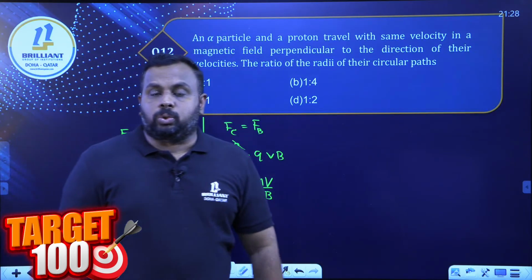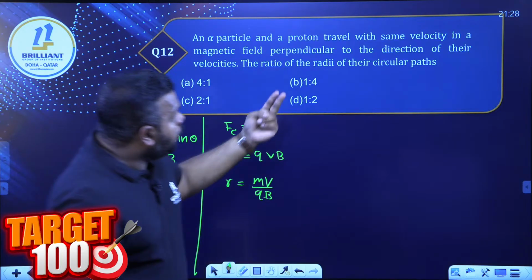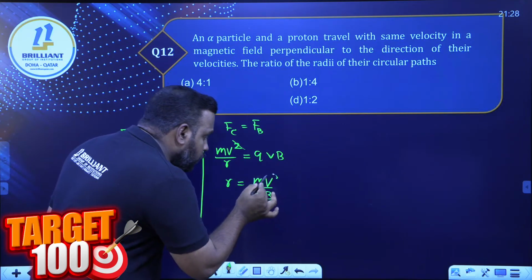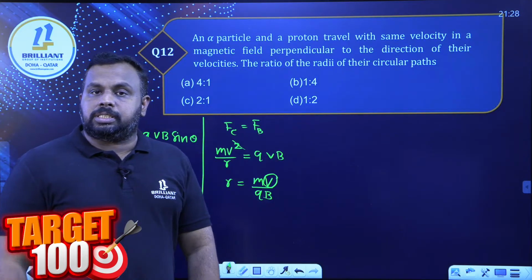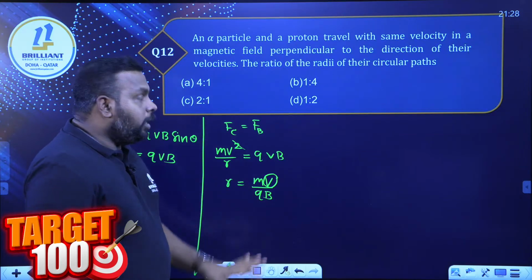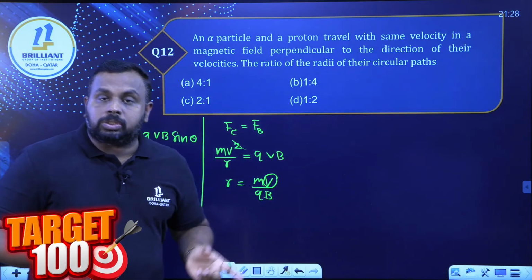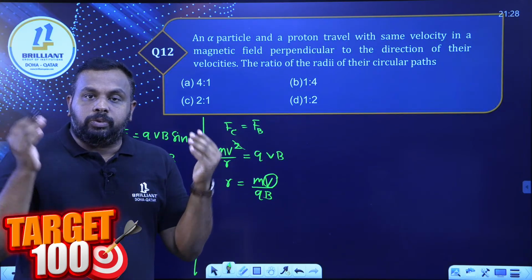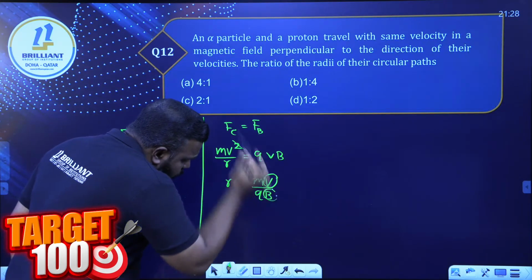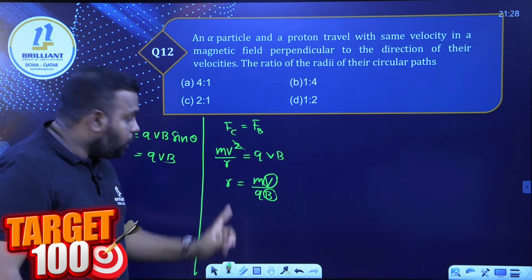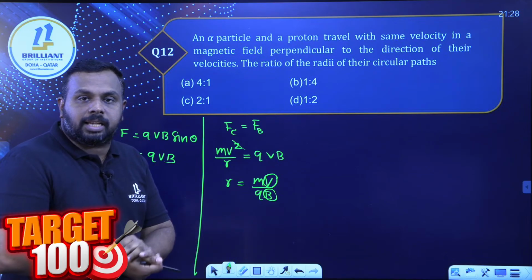Alpha particle and a proton. These are the two particles. Travel with the same velocity. Velocity is same, so we don't need to bother about this term. Velocity is same for both the particles. And in a magnetic field, so there is no change in the magnetic field. Both the particles are moving into the same magnetic field only, so B value is also same. That means what are the factors affecting R? You can see that R depends on mass and charge.